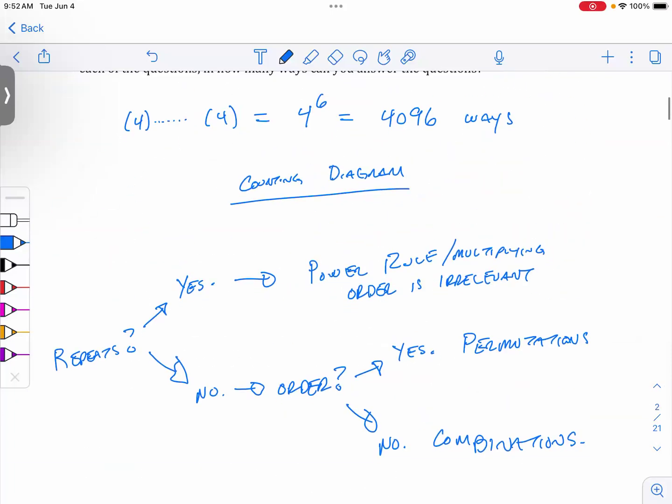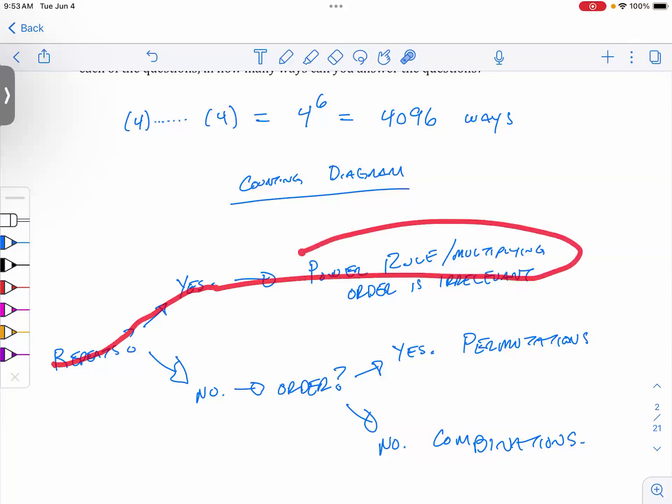And so notice on that first step, back to our chart. No repeats, order does matter. That was actually permutation again. In the second case, repeats were allowed, which means we went to the power rule.